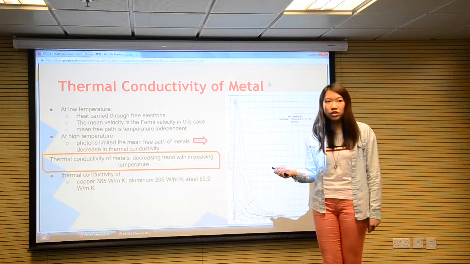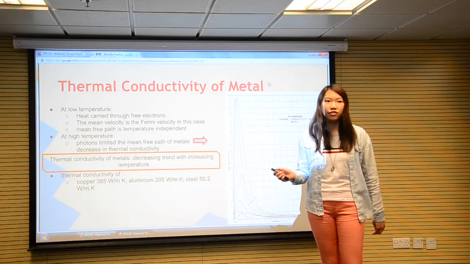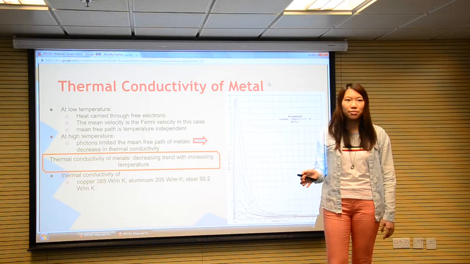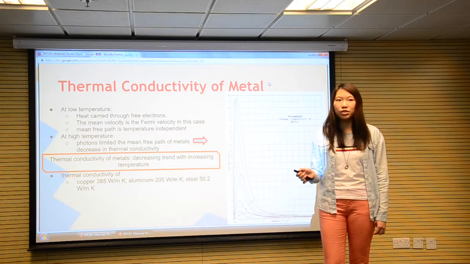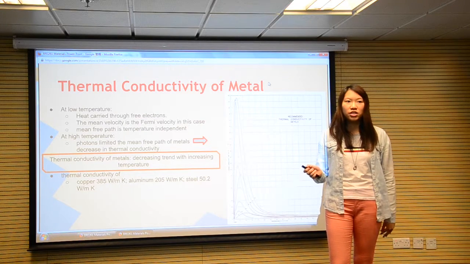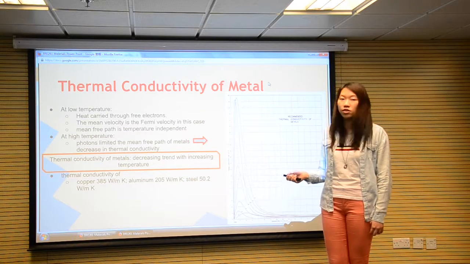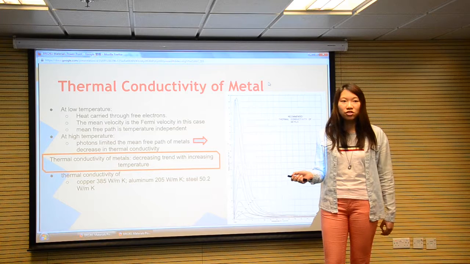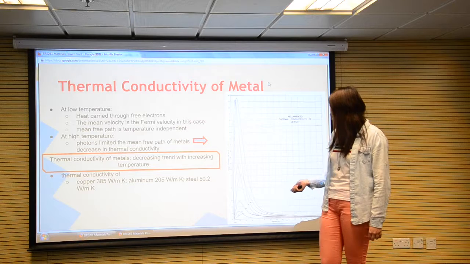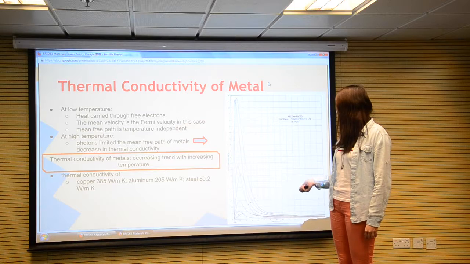At low temperature, the heat is carried by free electrons, and the mean velocity is the thermal velocity in this case, and the mean free path is temperature independent. However, at high temperature, phonons limit the mean free path of the metals, which leads to a decrease in thermal conductivity. And we can draw the conclusion that the thermal conductivity of metals has a decreasing trend with increasing temperature. As shown here, you can see that for lower temperature, the thermal conductivity is very high, and it drops when the temperature increases.